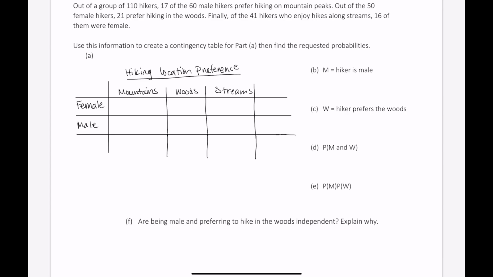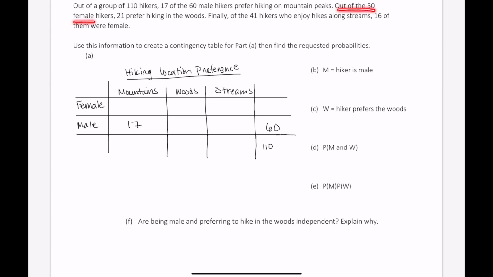Along each column is a hiking location preference, and each row is whether the hiker identified as male or female. So let's start. Out of a group of 110 hikers, I'm going to put that right here. I know there were 110 hikers total. 17 of the 60 male hikers preferred hiking on mountain peaks. So I know that there are 60 male hikers and 17 of those preferred hiking on mountain peaks.